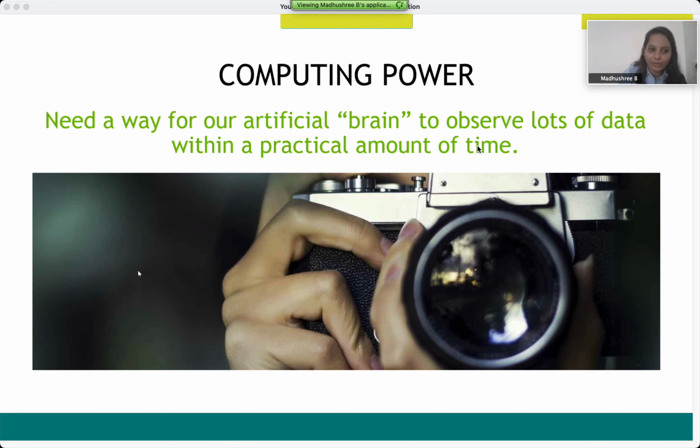But what about the computing power? The main reason neural networks didn't take off in the 1950s was the computing power. We need a way for our artificial brain to observe a lot of data within a practical amount of time. If it is going to take years to learn what a cat is, then I'm not interested in that, right? So these two are the major factors that drove the revolution of deep learning.